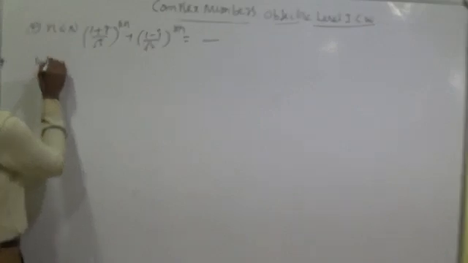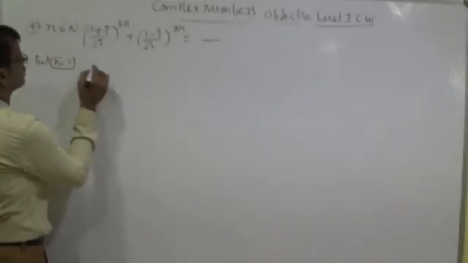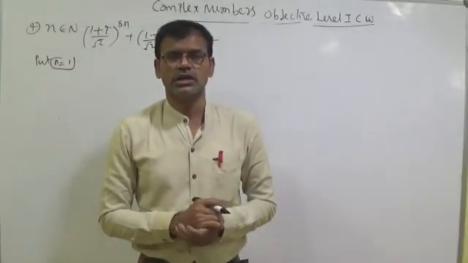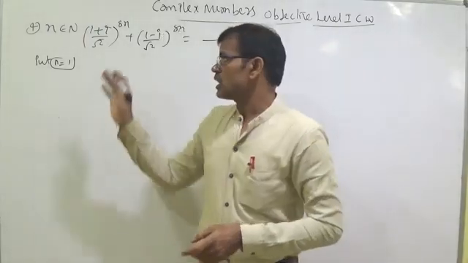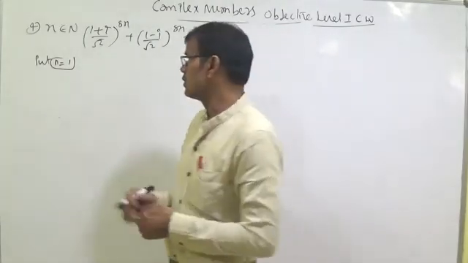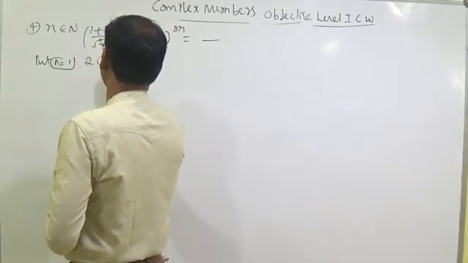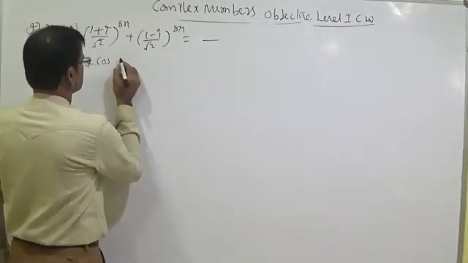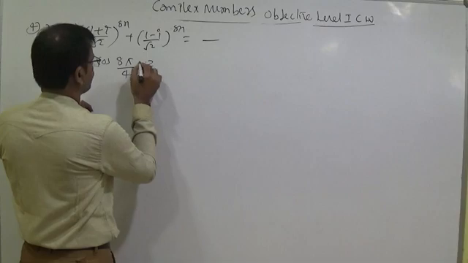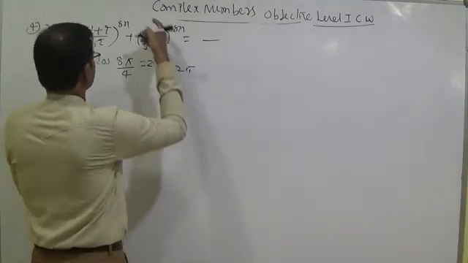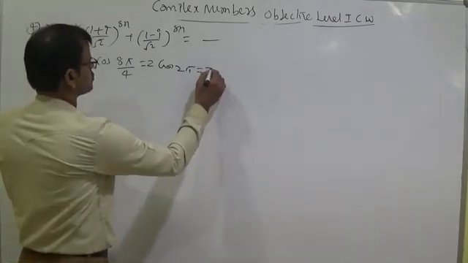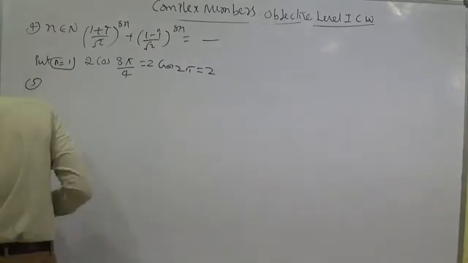Here put n is equal to 1, so it becomes 8. 1 by root 2 plus i by root 2 you can understand as (cos pi by 4 plus i sin pi by 4) whole power 8. According to De Moivre's theorem, cos 8 pi by 4 plus i sin 8 pi by 4. Whenever you are adding, you get the real part: cos theta plus i sin theta plus cos theta minus i sin theta becomes 2 cos 8 pi by 4. So cos 2 pi, 8 into pi by 4 becomes 2 pi, cos 2 pi value is 1, so it is 2 into 1, which is 2.